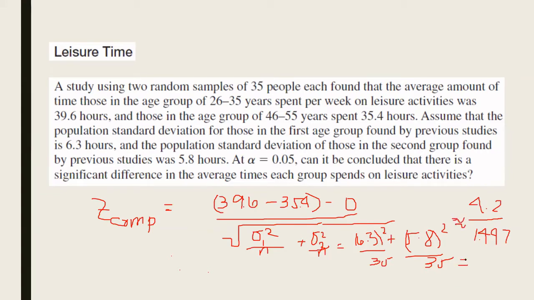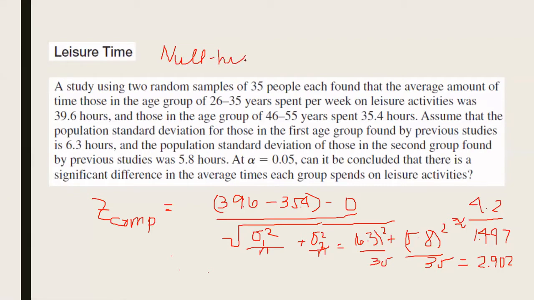Equals 4.2 divided by the answer, which is 2.90. Okay, so this is now our z computed. So how do we actually know from the z computed whether the null hypothesis should be rejected or not? So remember that the hypothesis testing here actually refers to what we call the null hypothesis testing.